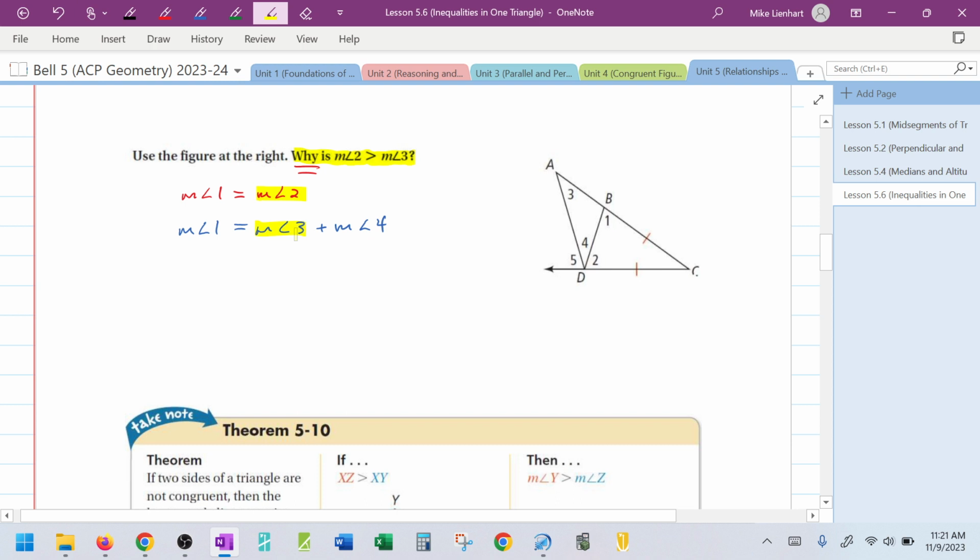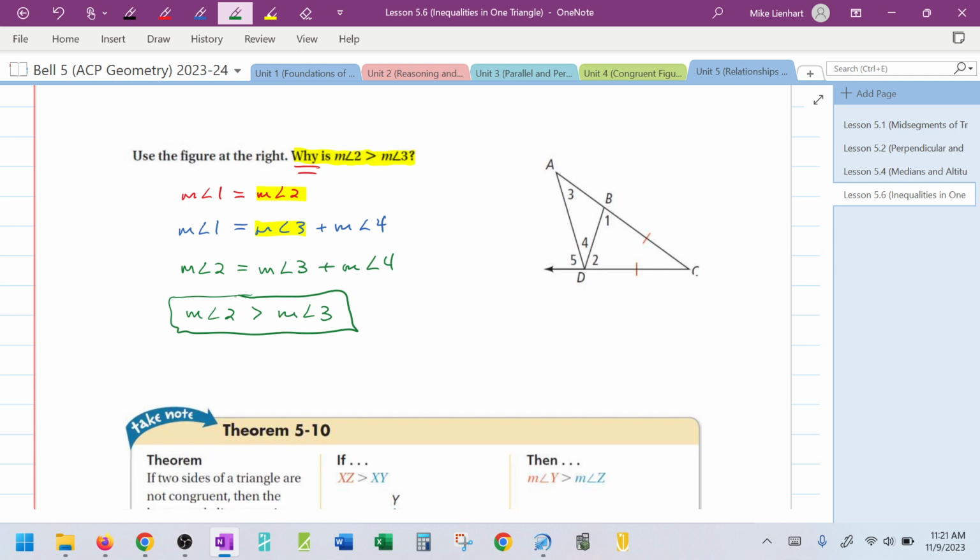There's that next piece that I needed, something about, not angle 4, but angle 3. If I take these two statements and substitute angle 2 for angle 1 in the second one, I get the measure of angle 2 is equal to the measure of angle 3 plus the measure of angle 4. And by the comparison property of inequality, I can say the measure of angle 2 must be greater than the measure of angle 3. This is what they asked me to conclude. I have done that and have provided evidence.